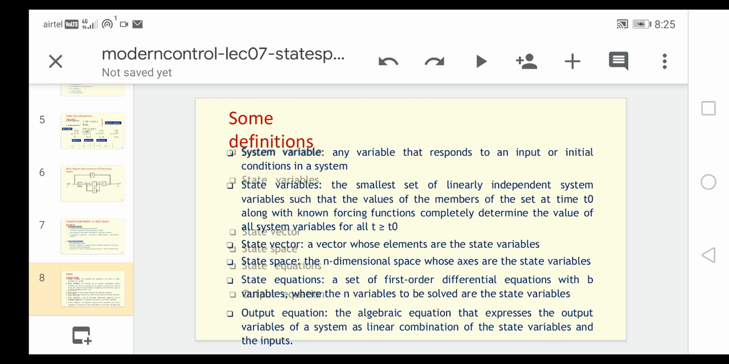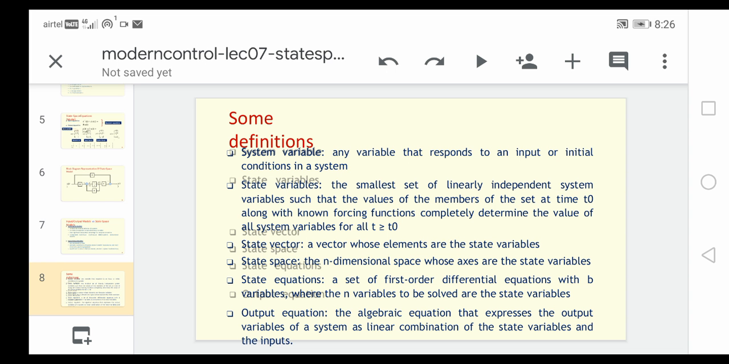State variables are a small set of linearly independent system variables such that the values of the members of the set at time t naught, along with known forcing functions, completely determine the value of all system variables for all t greater than or equal to t naught. That means that starting from t naught, we can find the system behavior at any instant of time.